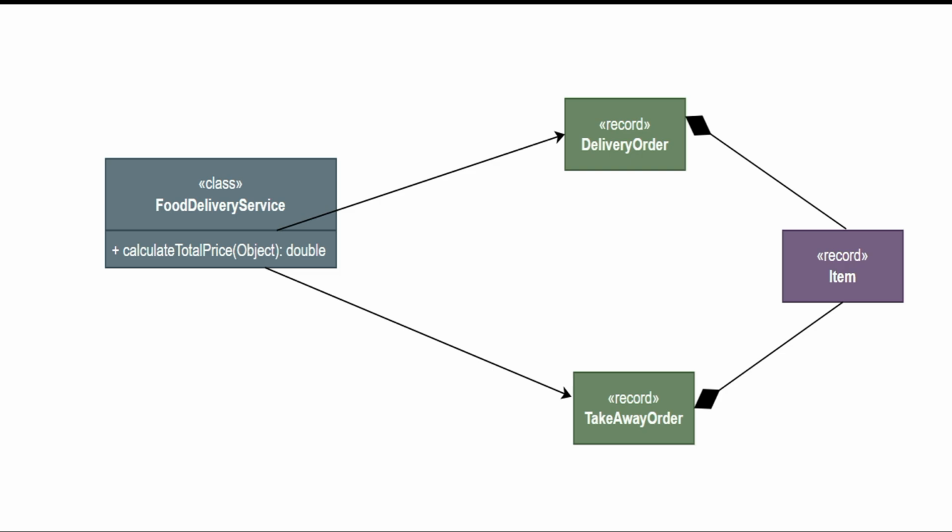I will create one class named as food delivery service, and in this class I will define one method named calculate total price, and in this method I am going to pass the delivery order and takeaway order records instances. Using the calculate total price method, I will calculate the total price for delivery order and total price for takeaway order.